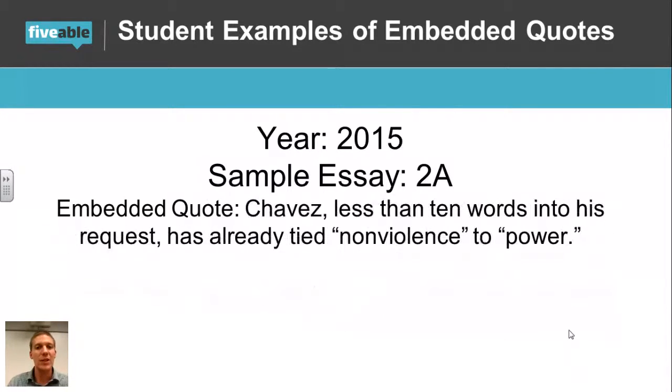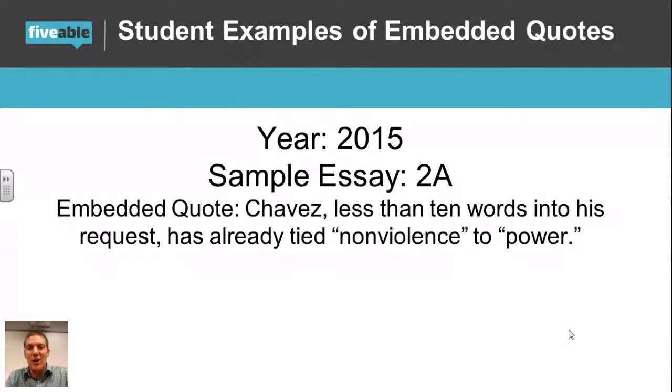All right, this one is from 2015. Chavez, less than 10 words into his request, has already tied nonviolence to power. I love what the student did here. This is not even a phrase that's quoted, just two key words that Chavez used. This student goes on to really analyze and unpack why those two words were tied together. So really the strategy here is Chavez ties together nonviolence and power. This sentence is definitely up a notch in terms of a higher level sentence.